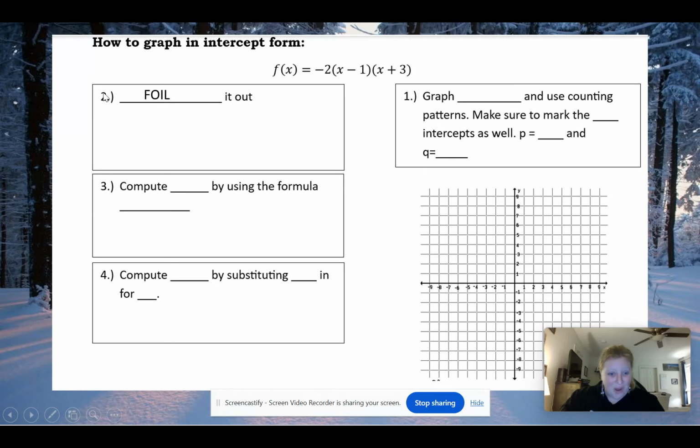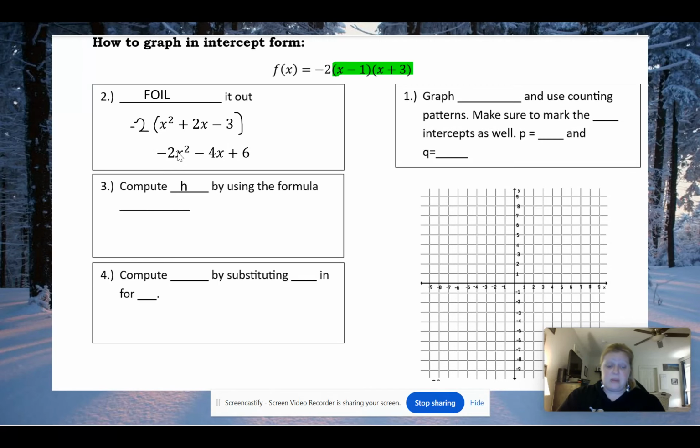So step 1, you're going to FOIL it all out. I like to FOIL the parenthesis part first, and I'll handle the -2 later. So when I FOIL that, I should get x squared plus 2x plus 3. Then I'm going to distribute that -2 and get my final answer. If you notice, that looks like standard form. Anytime you FOIL something out, the resulting equation is standard form. So this puts us back in familiar territory, just like in our very beginning problem.